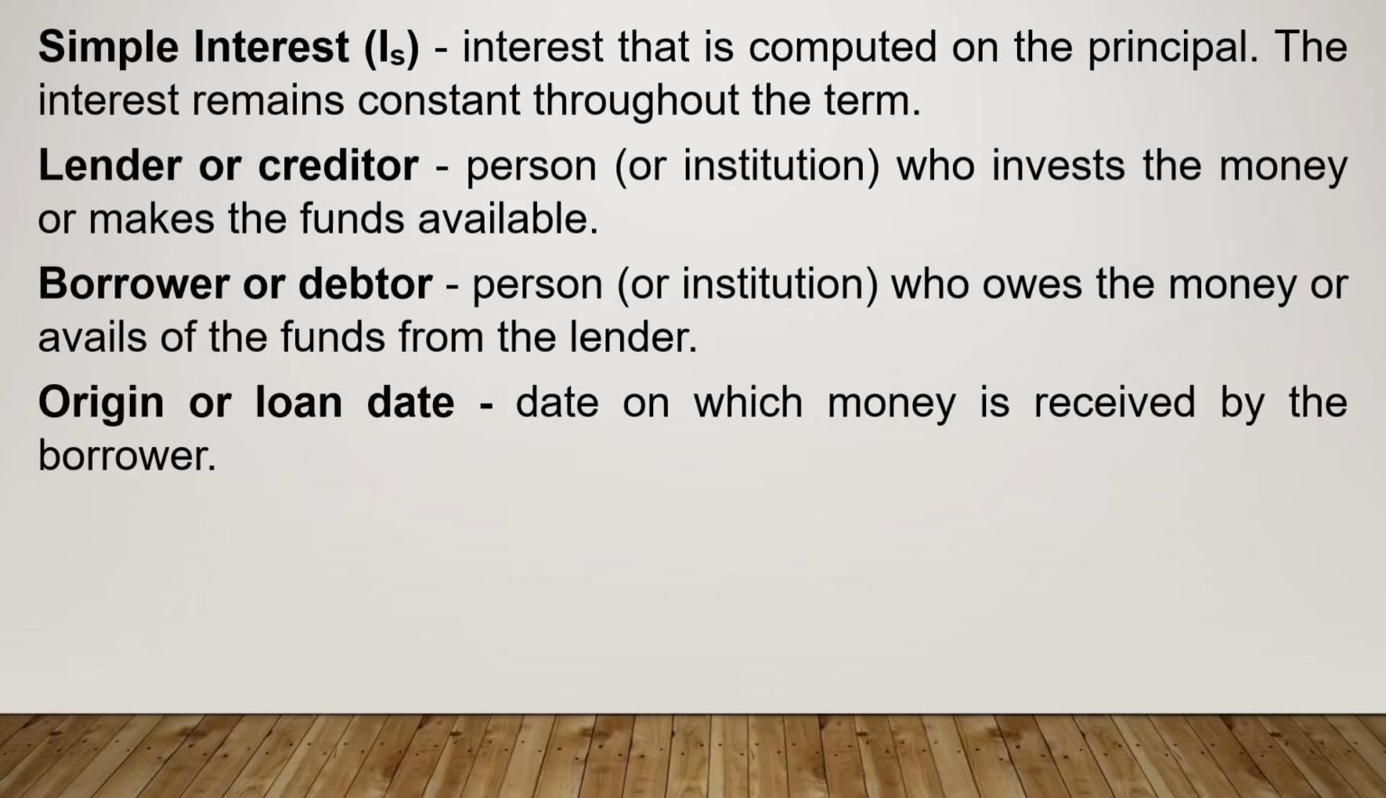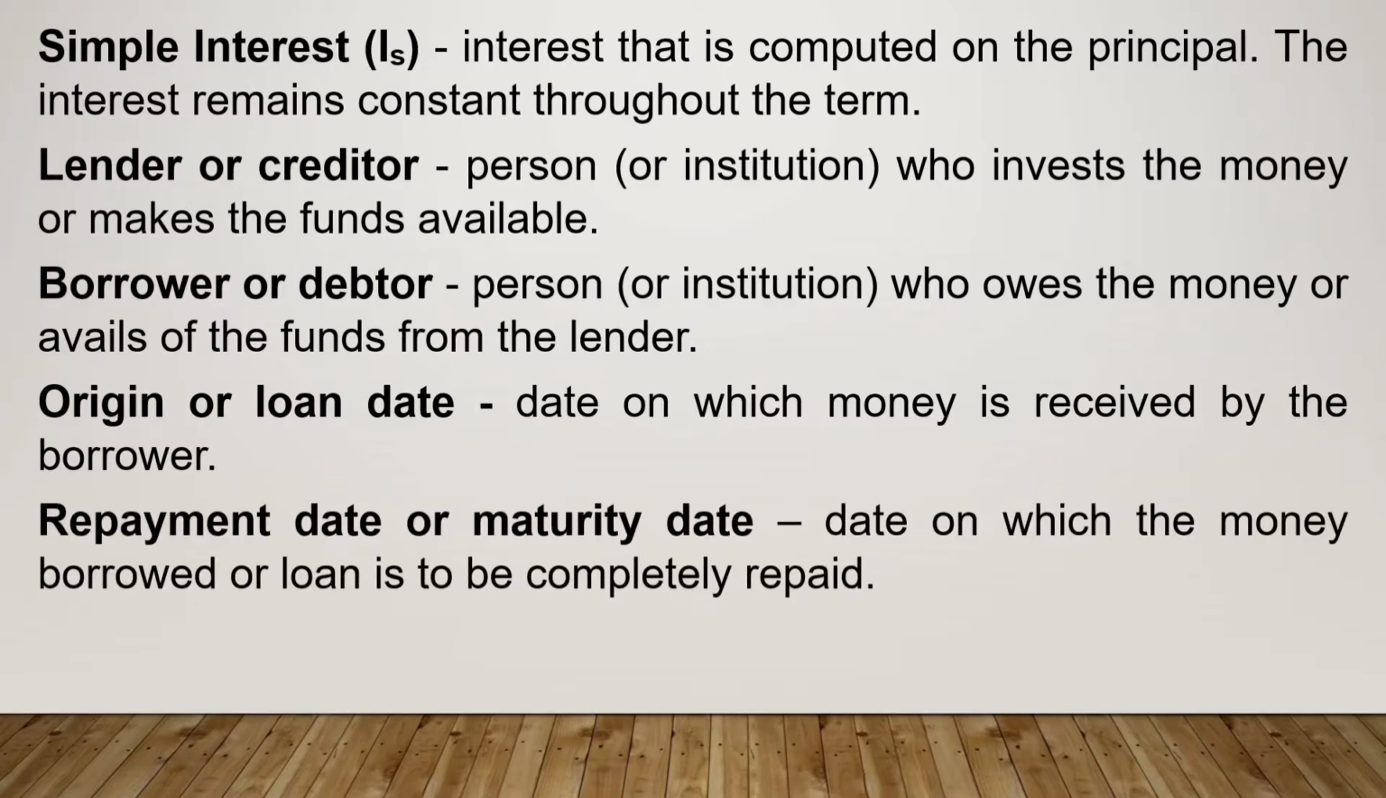Next, we have the origin or the loan date. It is the date on which the money is received by the borrower. It is the date of the signing of the contract, if there is one, or the first day of giving the money to the borrower. Next, we have the repayment date or the maturity date. It is the date on which the money borrowed or loan is to be completely repaid. So this is the last day of your monthly amortization or monthly payment of your loan.